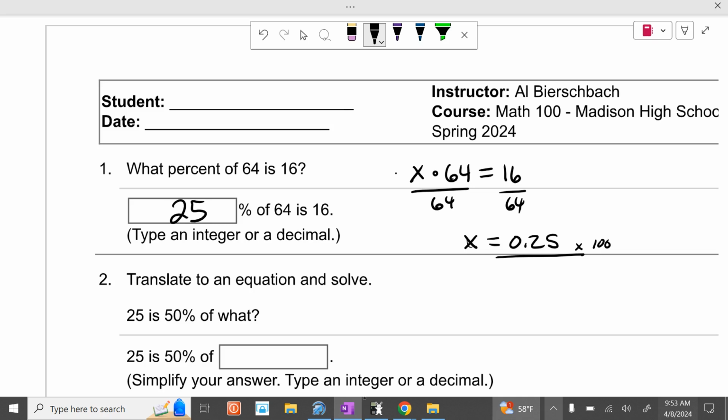Of is times, is equals. 25 is equals 50%, 0.5 times what? So then how do we get x alone? Divide by 0.5. 25 divided by 0.5 is 50.